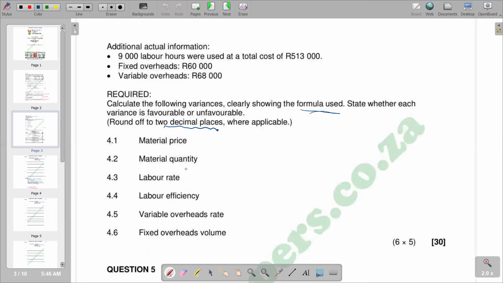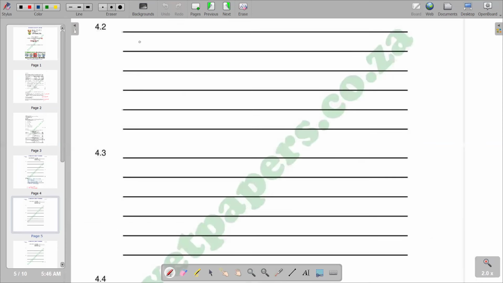So 4.2 is material quantity variance. So we go to 4.2, where we have material quantity variance. The formula that we are going to use is standard quantity. Remember, we said in brackets we are going to start with standard, depending on the variance. This one is quantity, so it's going to say standard quantity first, and then actual comes later in brackets. And the answer that you get, you multiply by standard price.